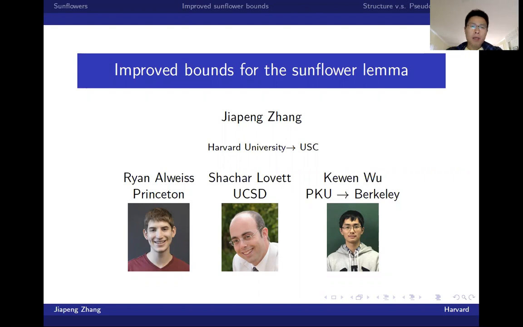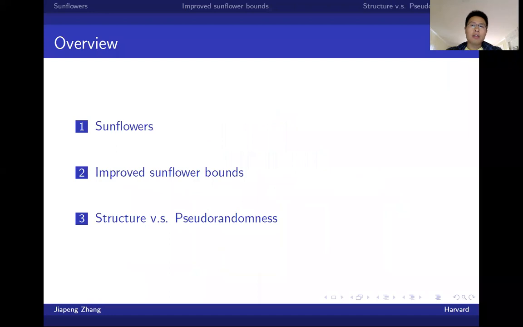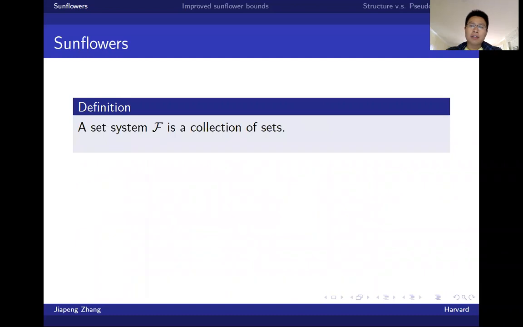Okay, let's start. In this talk, I'll go through these three parts. In the first part, I'm going to introduce the sunflower structure and also the sunflower lemma and the sunflower conjecture. In the second part, I'm going to tell you our new improved sunflower lemma bounds. And in the third part, I'm going to briefly tell you our proof outline, which is based on a structure versus pseudo-randomness approach.